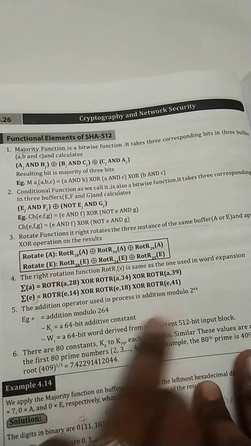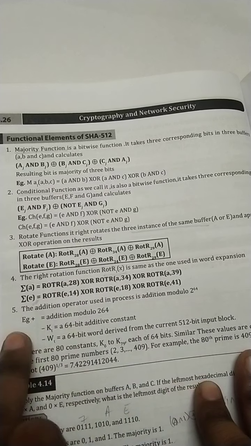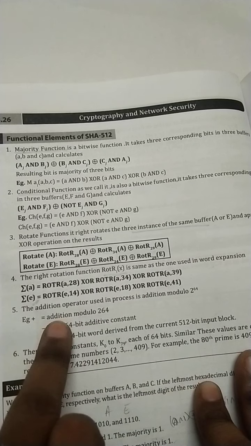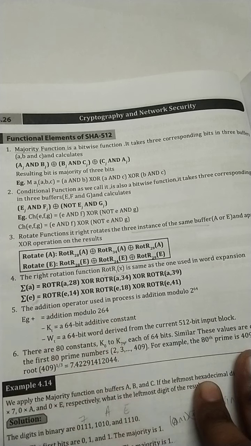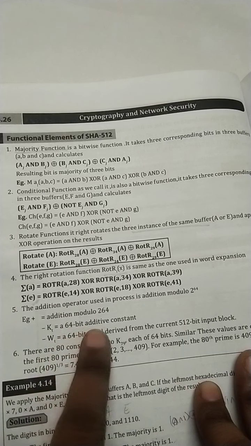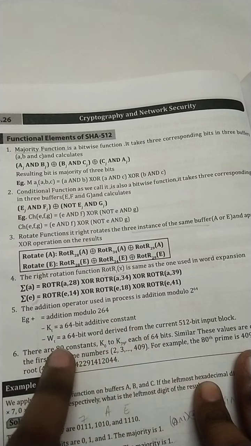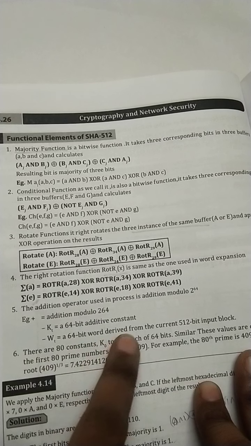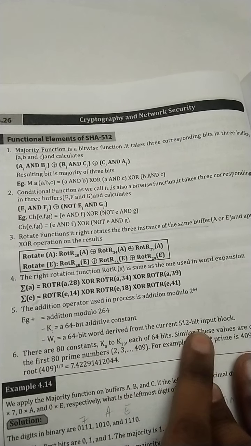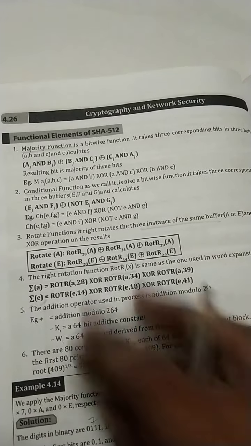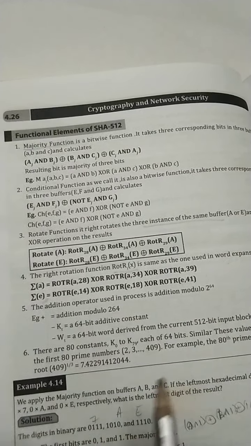So the repetition will be done like that. The addition operator means addition modulo 2^64, Kt means a 64-bit additive constant, and Wt means a word derived from the current 512-bit input block. So these are the operations performed.